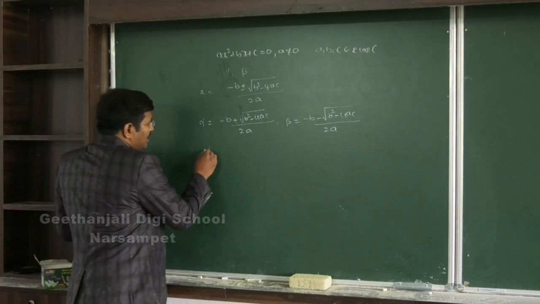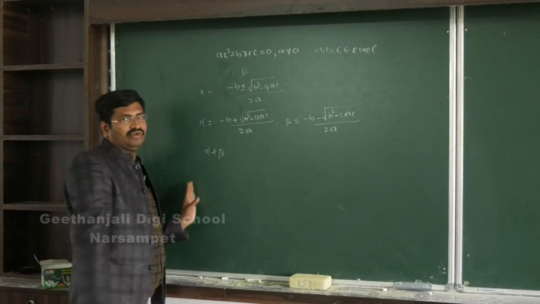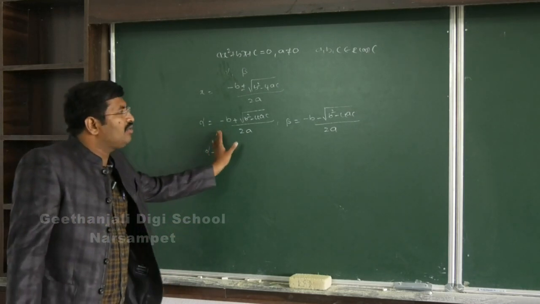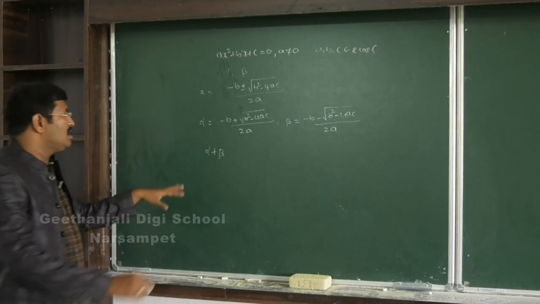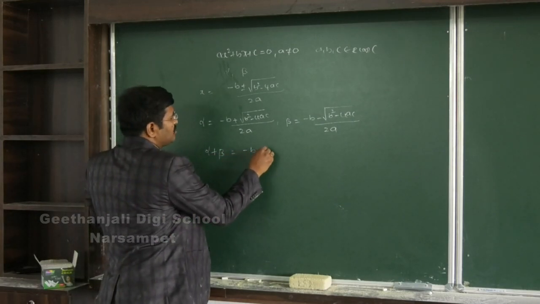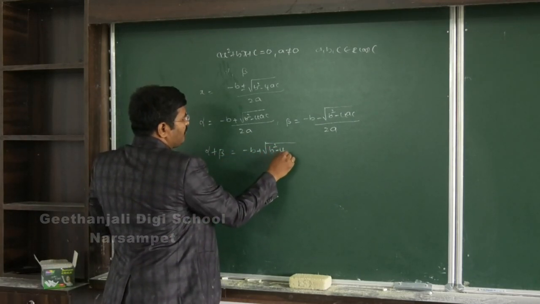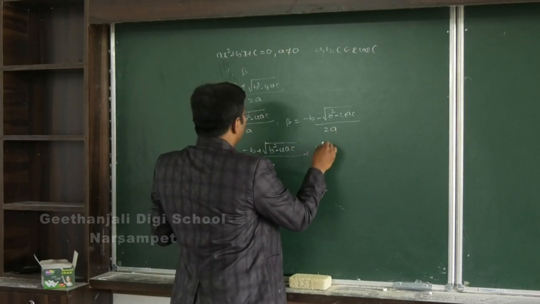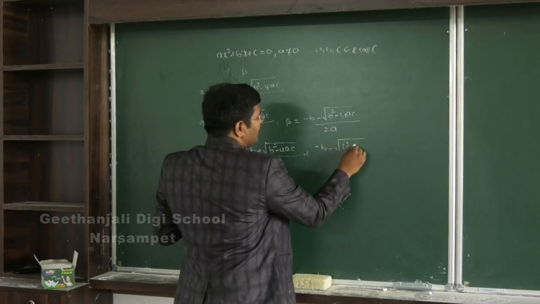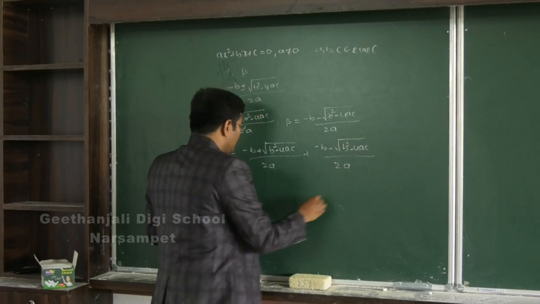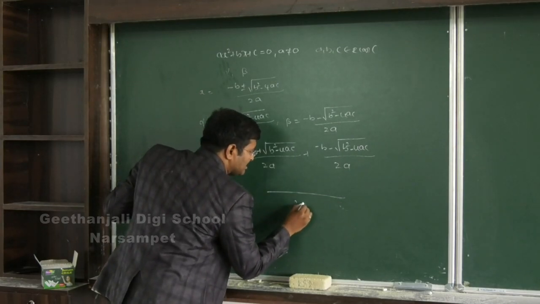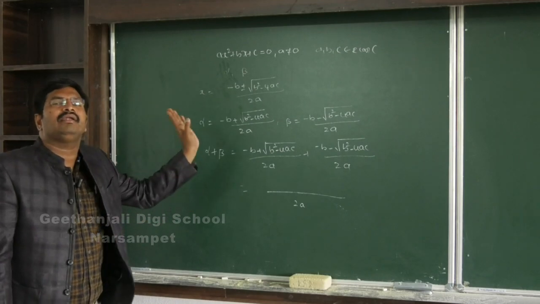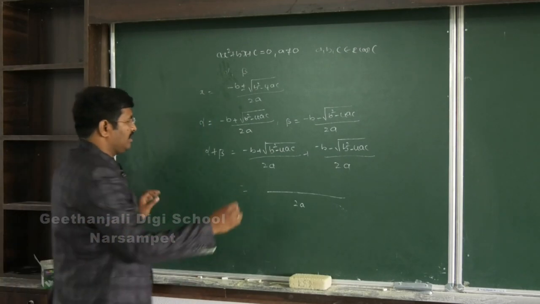Now you will see the sum of the roots and the product of the roots. The sum of the roots is nothing but alpha plus beta. That means you have to add these two solutions: minus b plus root of b square minus 4ac by 2a plus minus b minus root of b square minus 4ac by 2a. Now you take 2a as the LCM. Then the denominators are equal, so you can add the numerators.